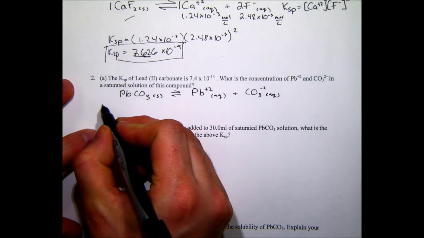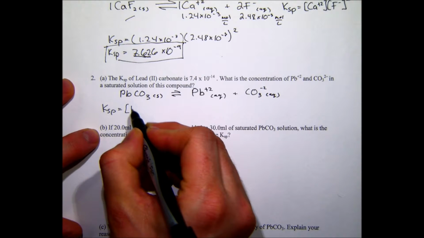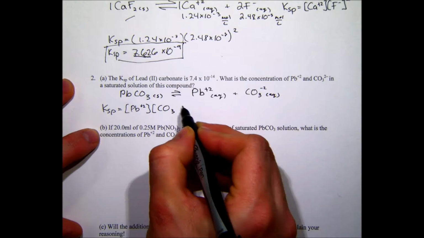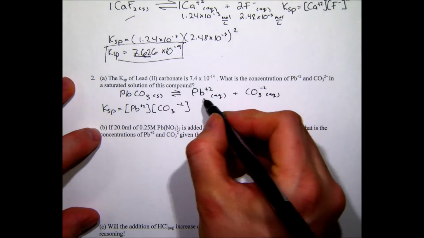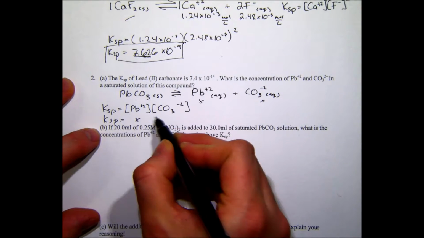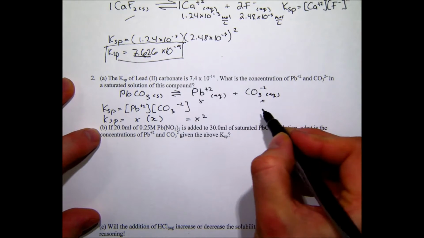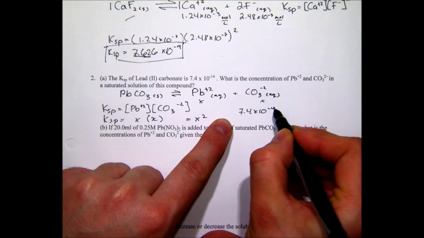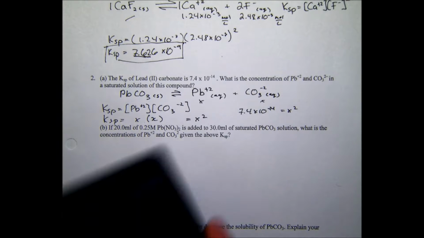So we look at our KSP, which is equal to lead times CO3 negative 2. I have no idea how much of this is produced. So KSP is equal to X times X, which is X squared. So 7.4 times 10 to the negative 14 is equal to X squared.